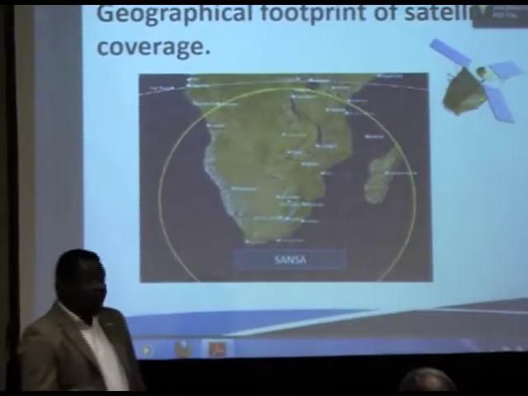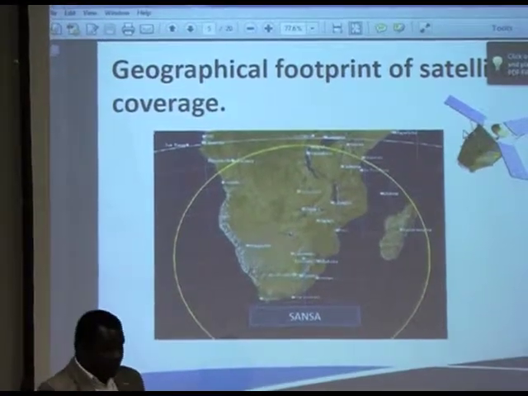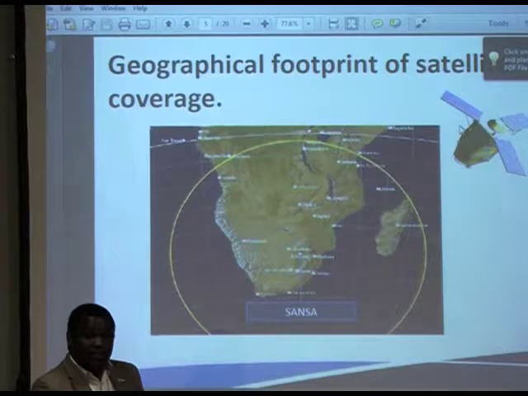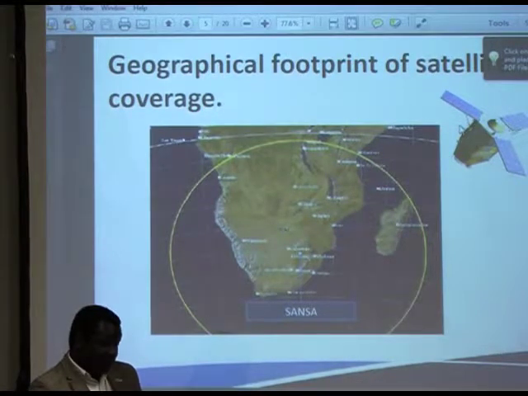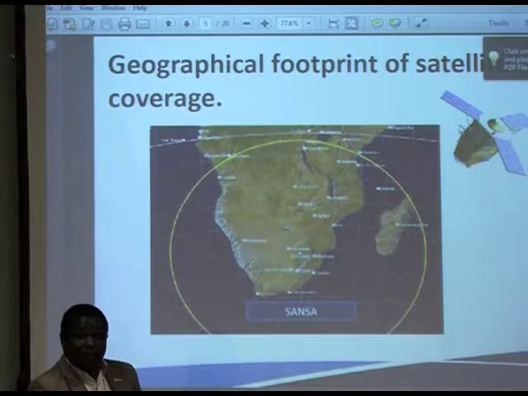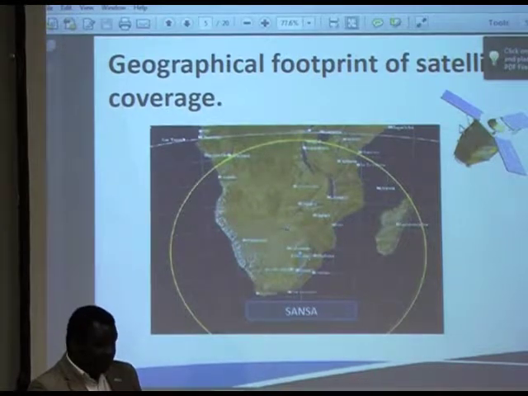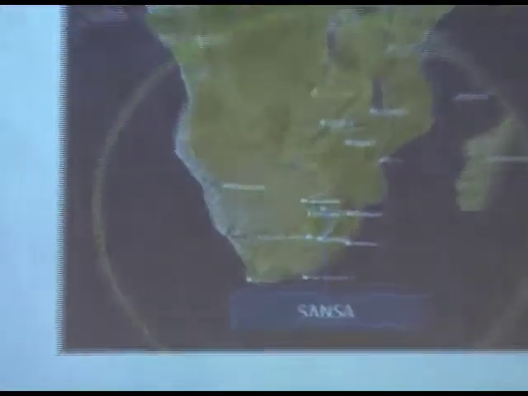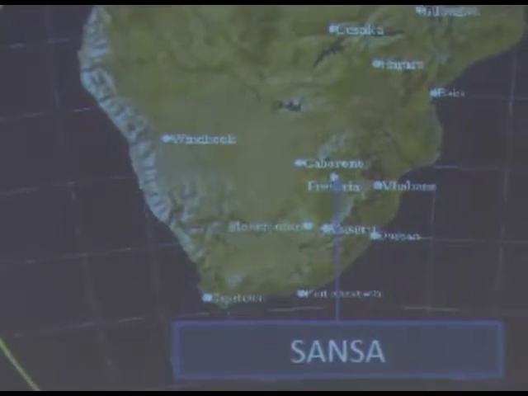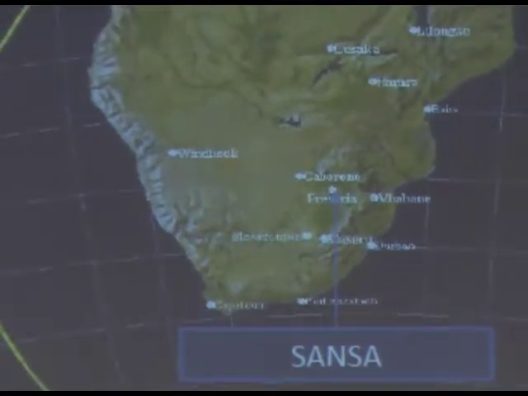And this one gives you just a brief overview of our satellite footprint, the areas which our antennas or sensor is able to cover within the African region. I think our footprint stretches right up to Bujumbura, which means within this particular geographical region, we're able to acquire satellite imagery.